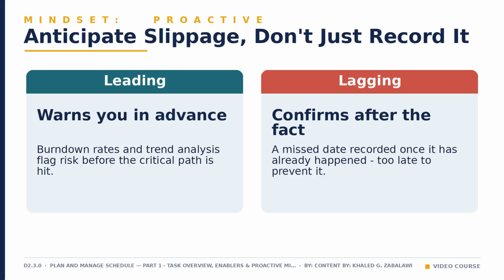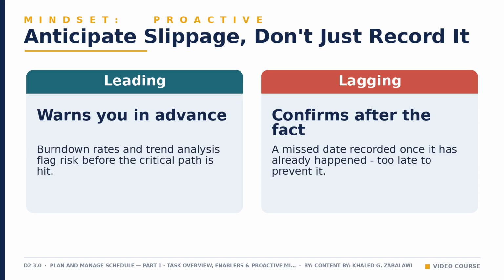This task sits squarely in the proactive dimension of the project management mindset. A reactive project manager checks the calendar, notices a milestone was missed, and reports it. A proactive project manager sees the warning signs long before that milestone arrives. That is the real difference between lead indicators and lagging indicators. Lead indicators, like burn-down rates or trend analysis on your critical path, give you a forward look at where things are heading while there is still time to act. Lagging indicators, like a missed deadline, only confirm what has already gone wrong.